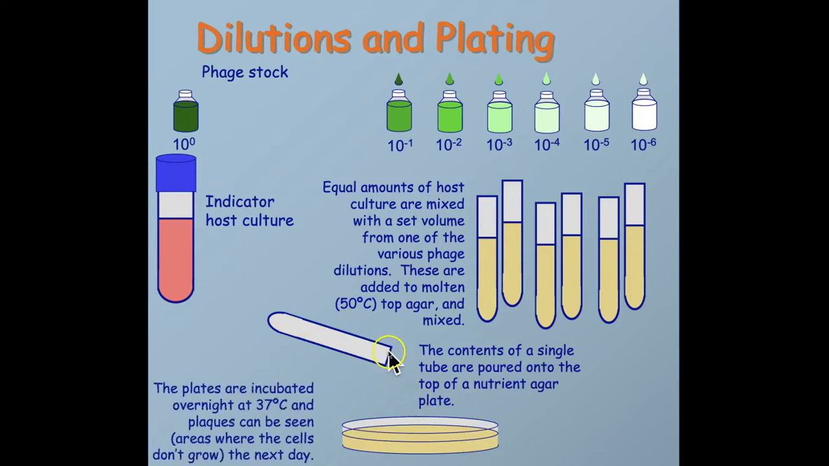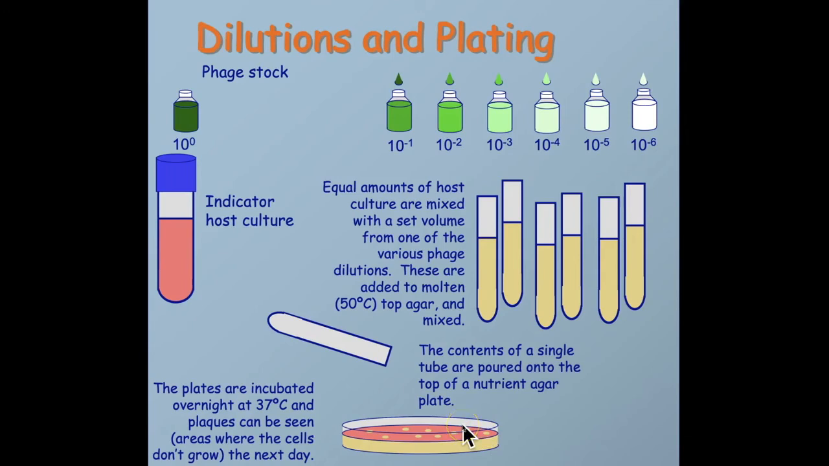And if we incubate those plates overnight at 37 degrees centigrade, we'll see an area on the plate where the cells have failed to grow. So just like our culture here is red, where the cells have grown on the top of the plate, we see red growth. And where the phages have infected cells, we see areas where cells have failed to grow.